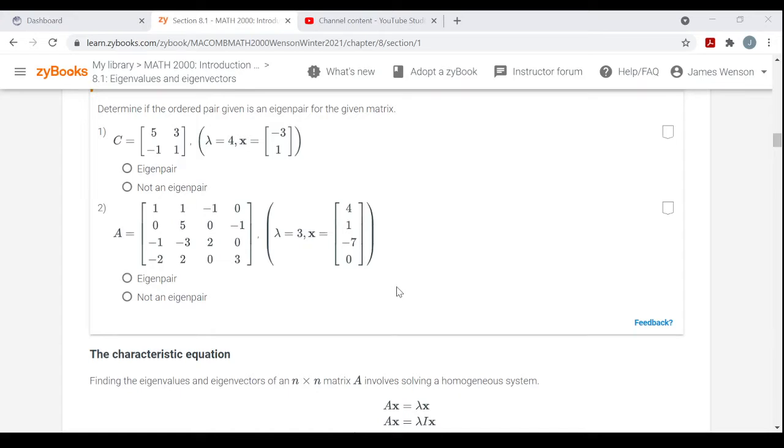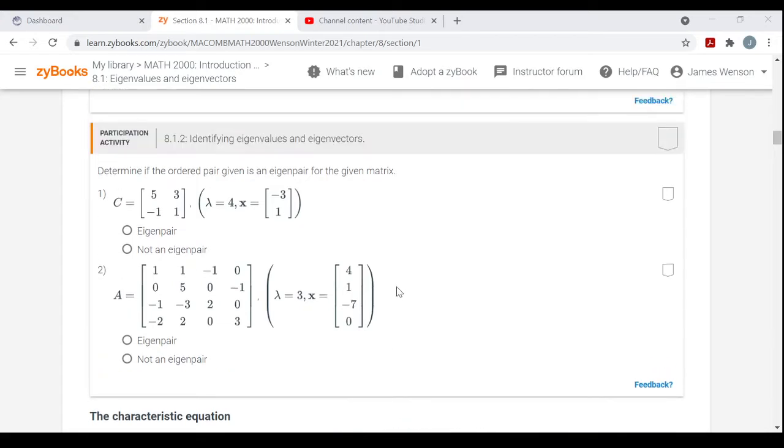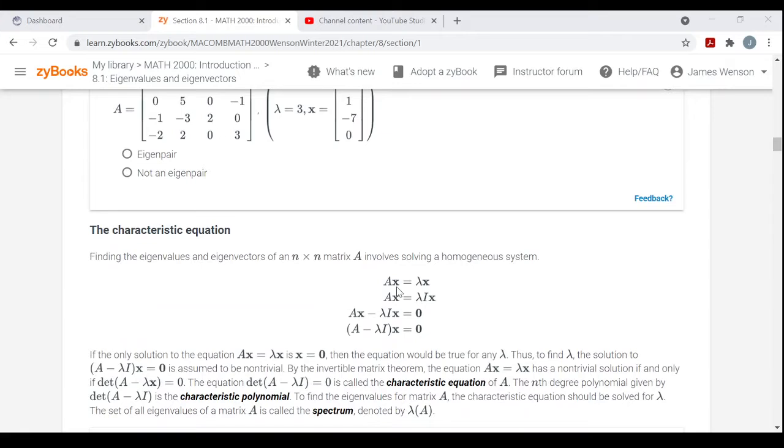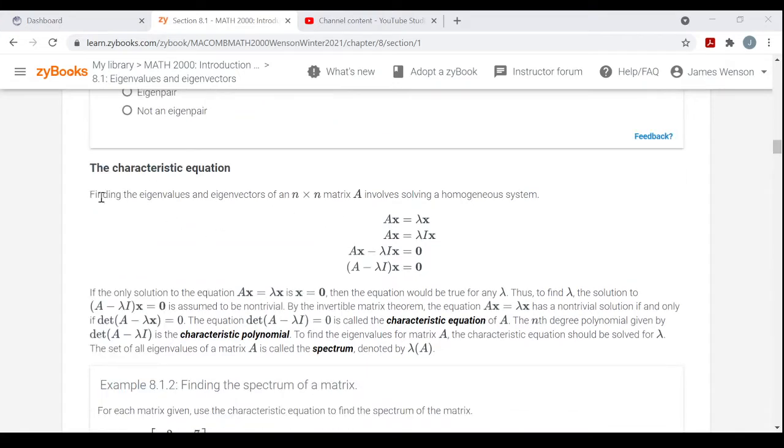All right, so now how do we find these? How do we find these eigenpairs for a particular square matrix? All right, so I show you here. Finding the eigenvalues and eigenvectors of an n by n matrix A involves solving a system. Oh my goodness. Right? Remember how lots of things in this course end up boiling down to solving a system of equations. Solving a homogeneous system, right? So where all the constants are 0.